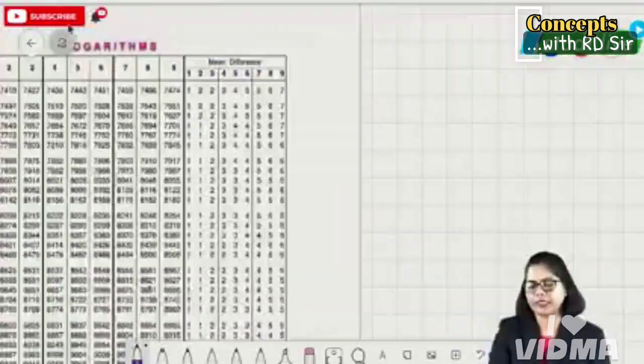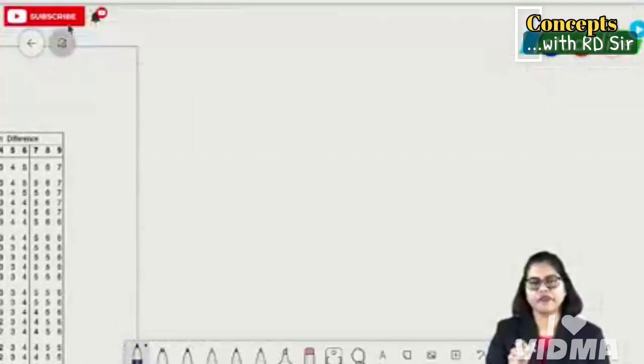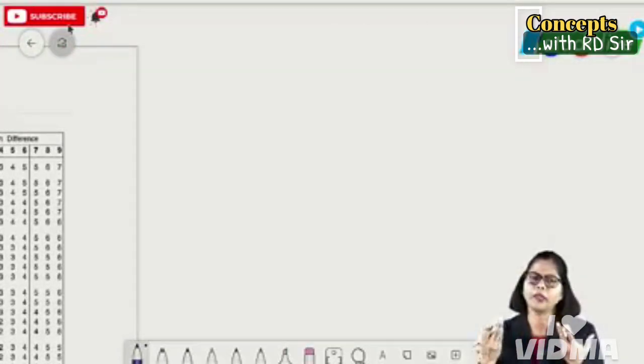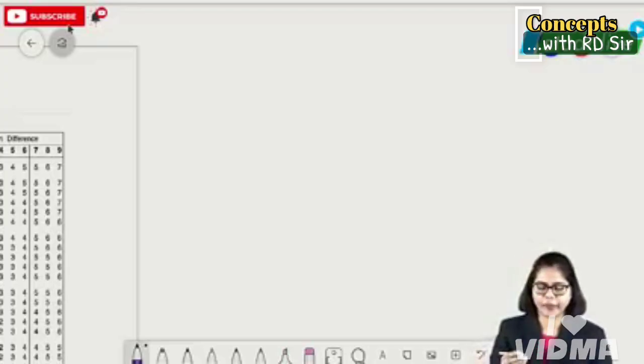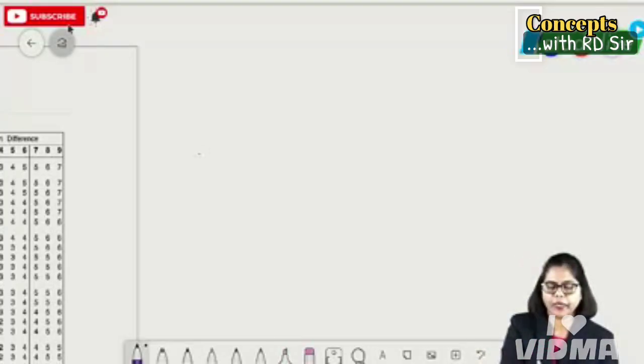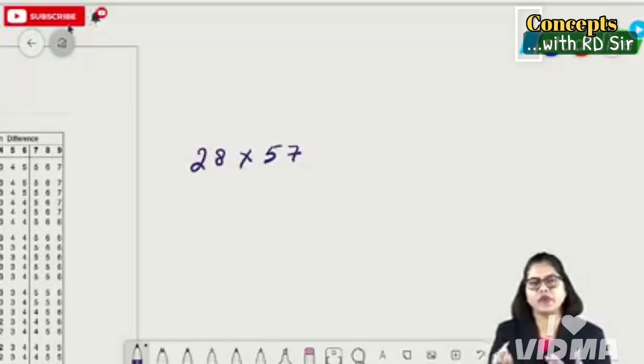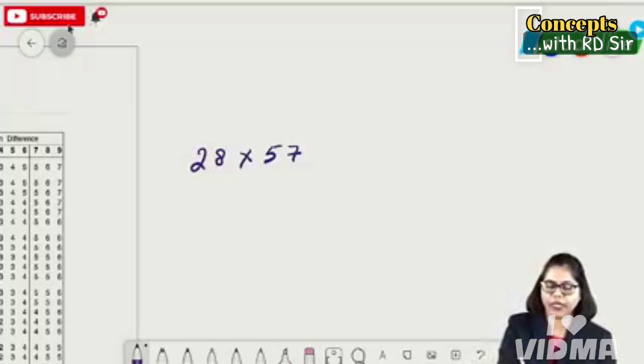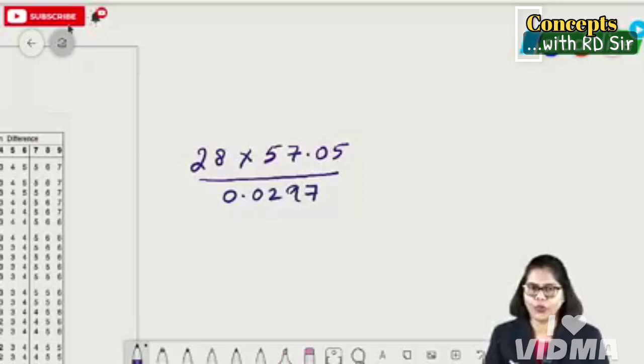First, suppose a question is given to you. Normal multiplication everybody does. For example, if I say multiply 28 into 57, you will say this is very easy, right? But if I make it 57.05 and divide it by 0.0297, is it easy to solve? No. So for this type of calculation, you require a table, that is a logarithmic table.